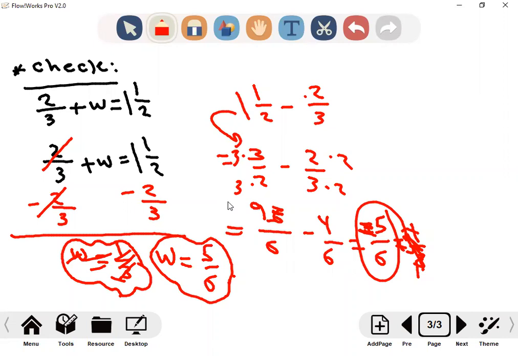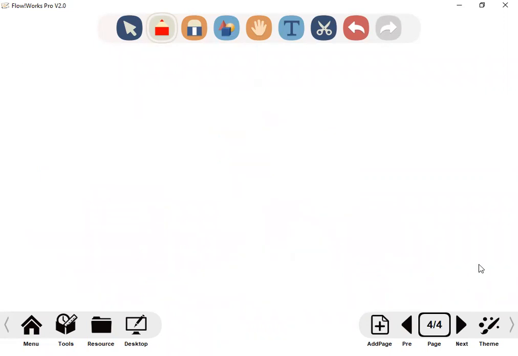Done. Example 2. Solve only. Example 2: use the subtraction property of equality to solve 27 plus K equals 30.